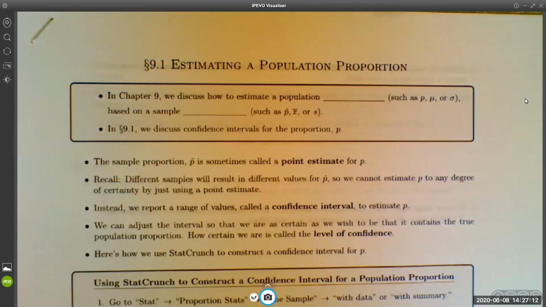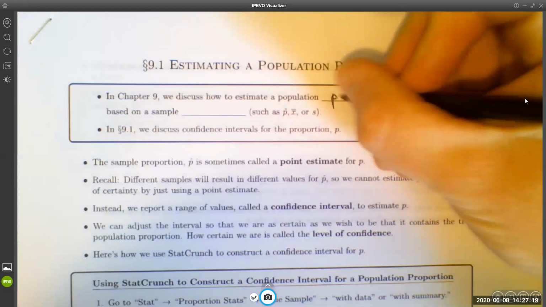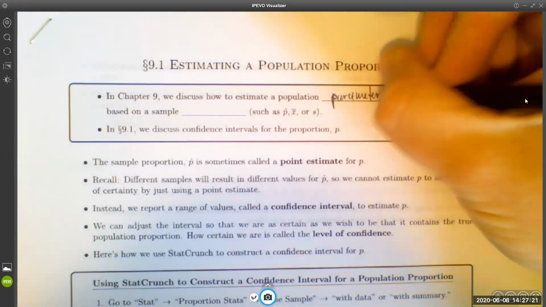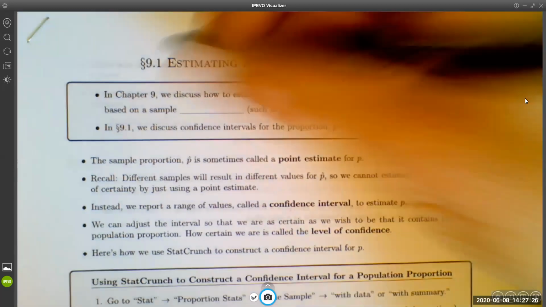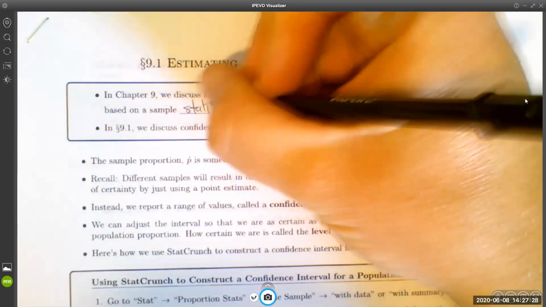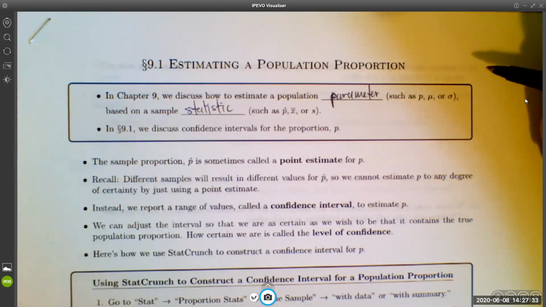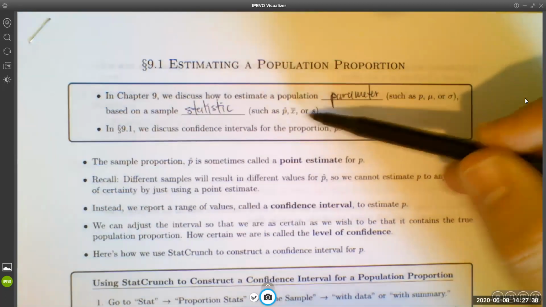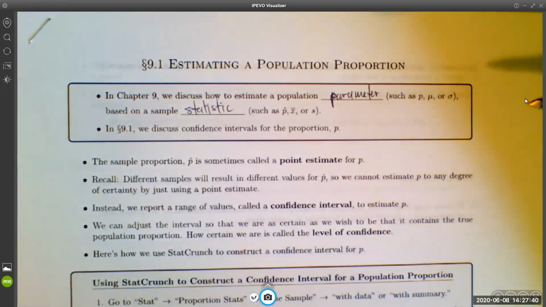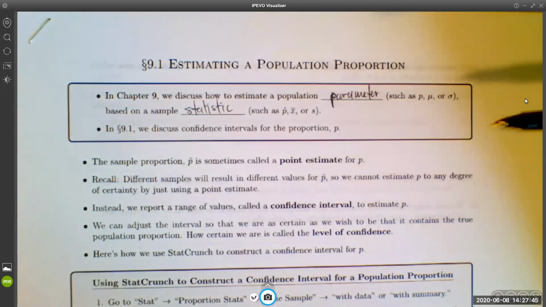So in this chapter, chapter 9, we want to discuss how to estimate population parameters. So a population parameter like a proportion or a mean or a standard deviation based on a sample statistic. Like the idea that we explored in a lot of depth in chapter 8 was that these things are random variables. Well, maybe not super drastically, but they're going to change from one sample to the next.